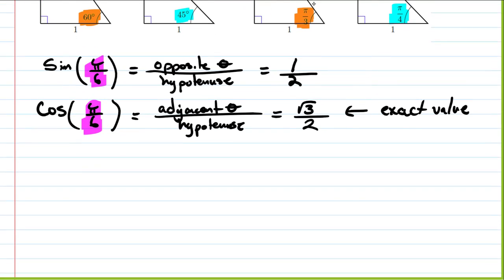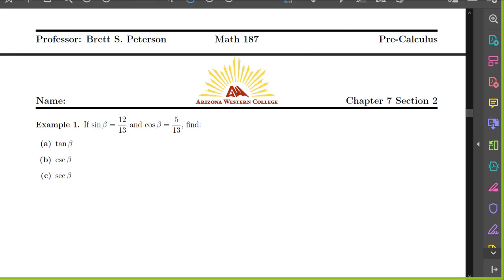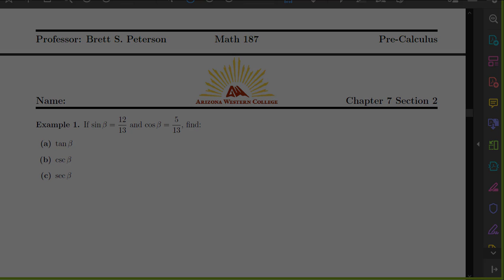All right, let's try a few more examples. So at the top of the next page, we have the following.